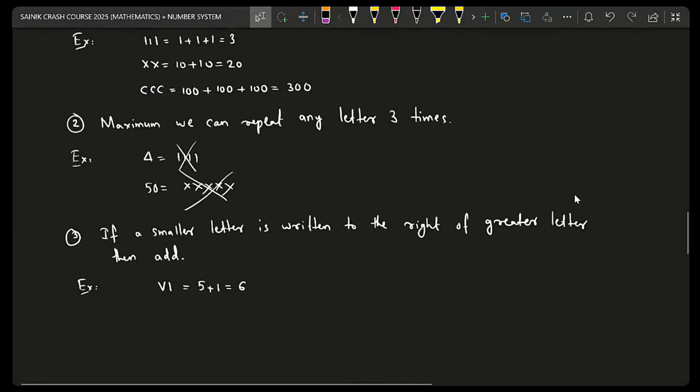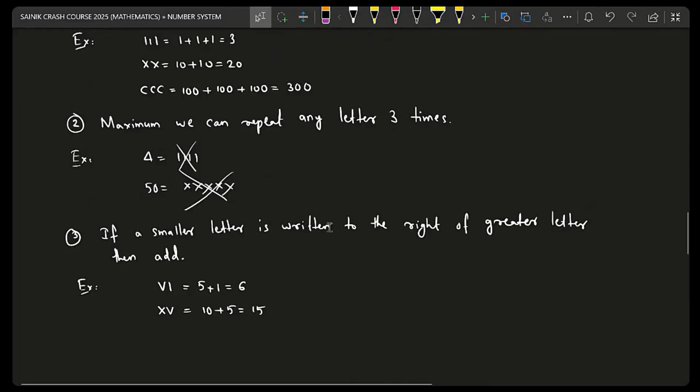Similarly, if I write something like XV, which is the smaller letter in these two? V is the smaller letter because V is 5 and X is 10. And V is written to the right of X. So 10 plus 5, we are going to add, and we are going to get the answer 15. Like this, any two different letters it may be, but if the smaller one is written to the right of the greater letter, then we are going to add.